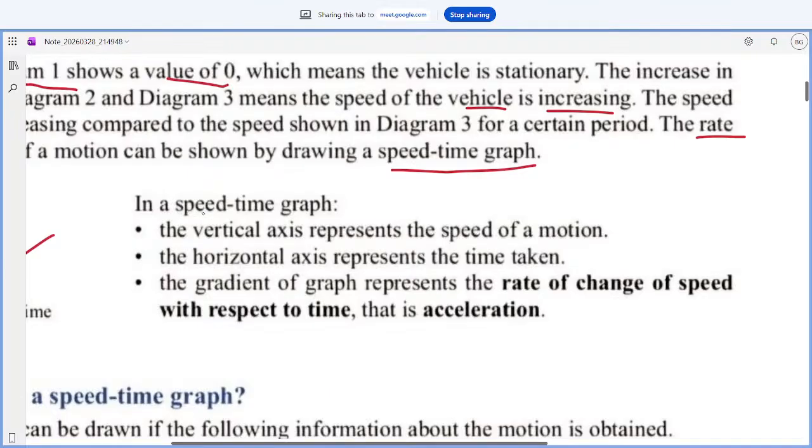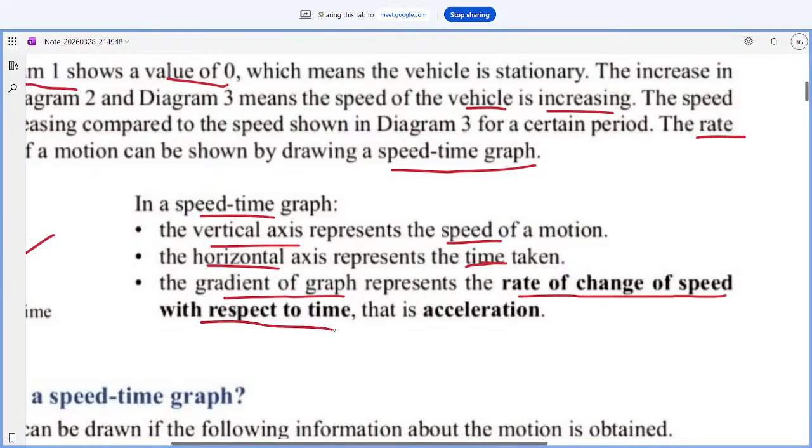So now, speed time graph. Basically you guys must understand the vertical axis is the speed. Yang menegak tu mewakili kelajuan. Horizontal is the time. Yang mendatar tu adalah masa. And the gradient represents the rate of change of speed. Kecerunan ni mewakili kadar perubahan laju.